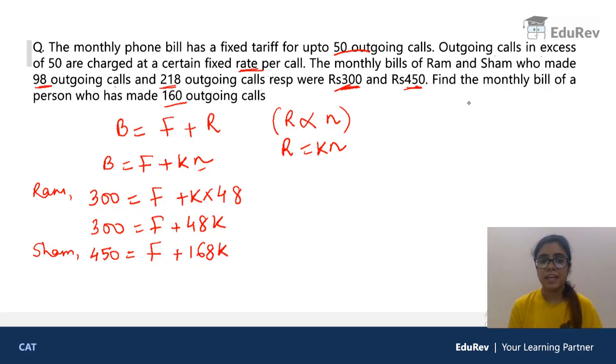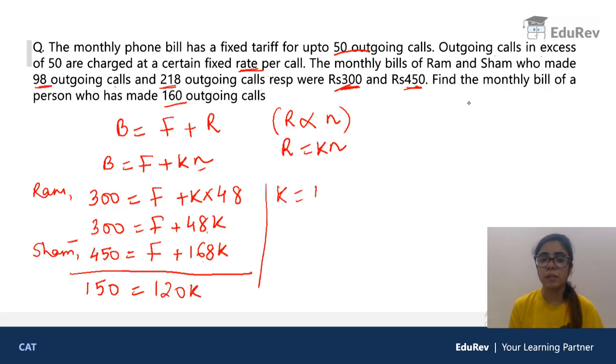Now what I'll do is I'll solve the two equations simultaneously and find the value of F and K. If I just subtract the two equations, let's subtract the first equation from the second. So this will be 450 minus 300, which is 150. My F will get cancelled. 168 minus 48 will become how much? It will become 120K. So if I ask you what is the value of K, it will be 150 upon 120, or I can write it as 5 upon 4. So my value of K is 5 upon 4.